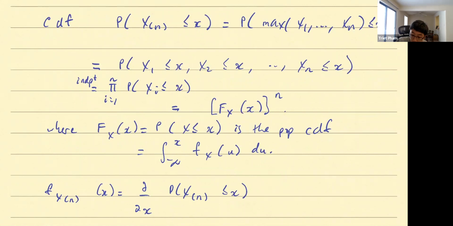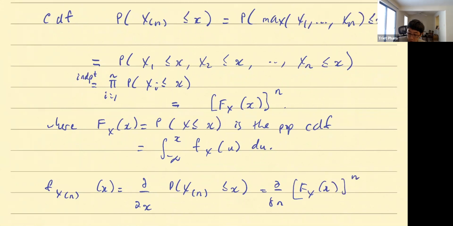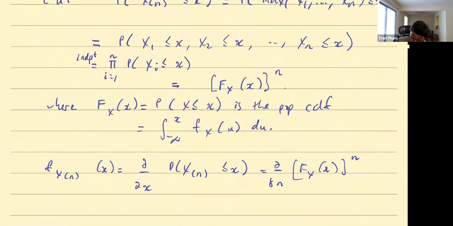That means you have to differentiate this, but that's just the chain rule going on for you. So that will be n, and then differentiate the inside, but differentiating the population CDF gives you the population PDF. And that's exactly right, the formula that Youngyu was quoting. Any question?